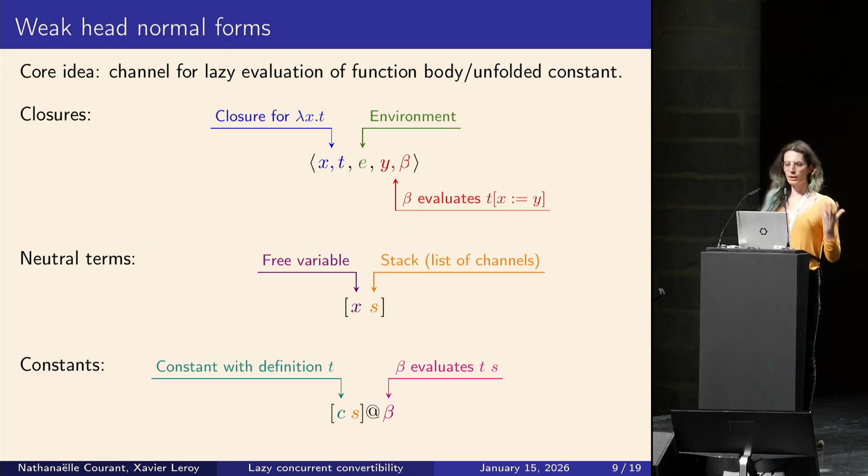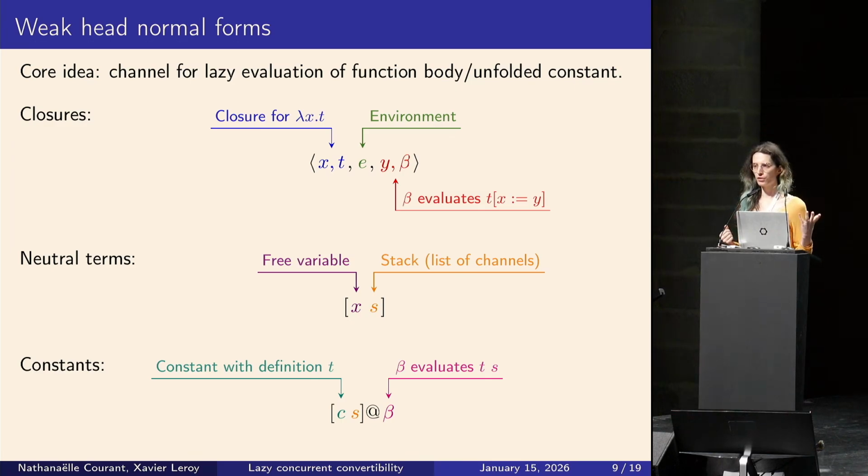So what do our weak head normal forms look like? The core idea is that we have a channel for lazy evaluation of function bodies and unfolded constants to avoid recomputing them repeatedly if we ask several times for either the function body of a closure or what happens when we unfold a head constant.